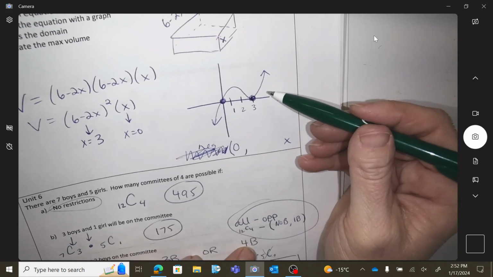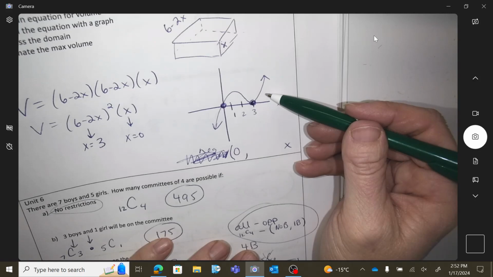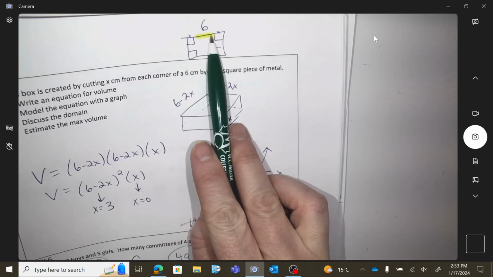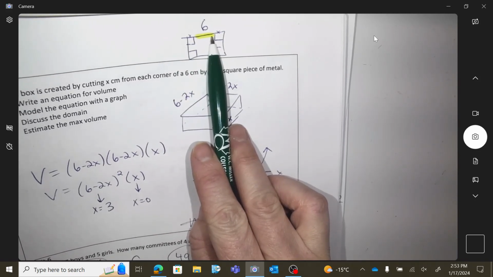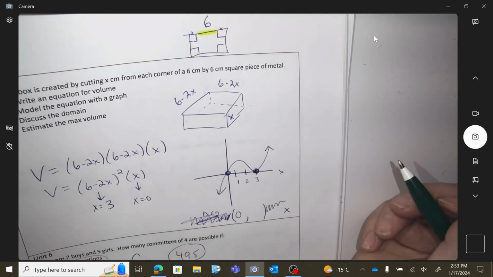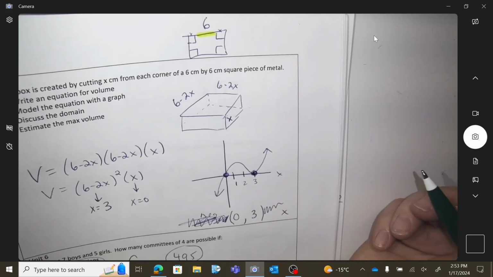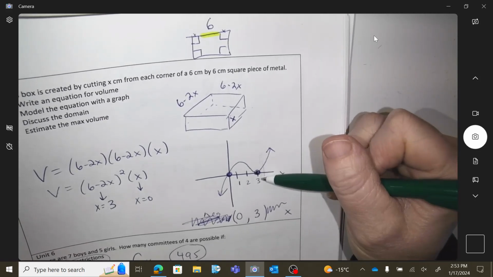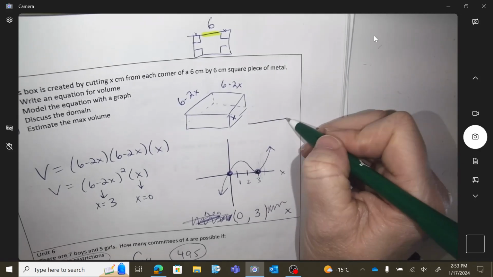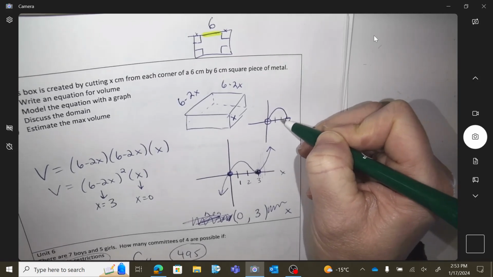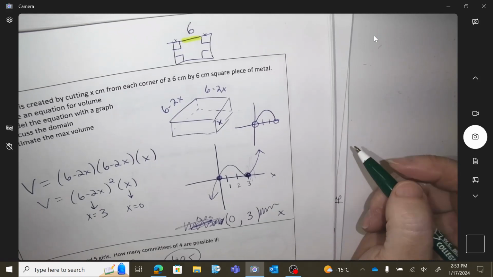Can you cut off more than 3? No, because if you cut off, let's say 4 and 4, that's not even possible, because that's cutting off 8, but there was only 6 there. So you can't cut off any more than 3. Can you cut off exactly 3? No, because then you're turning your side into a 0. Can't have a 0 on a box. So technically your graph would end up just looking like that.